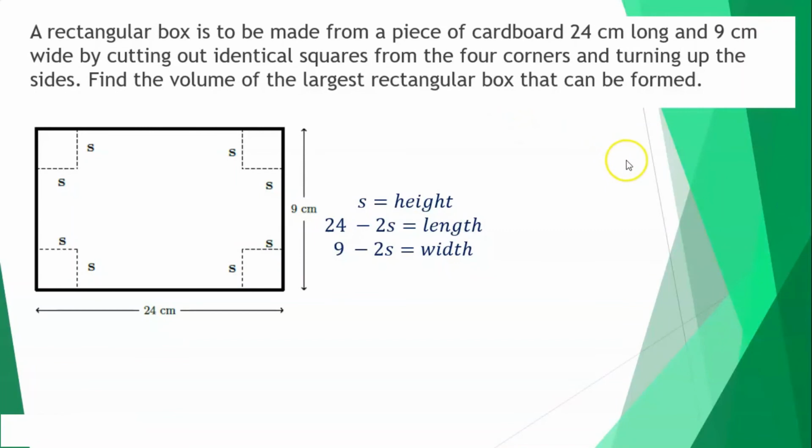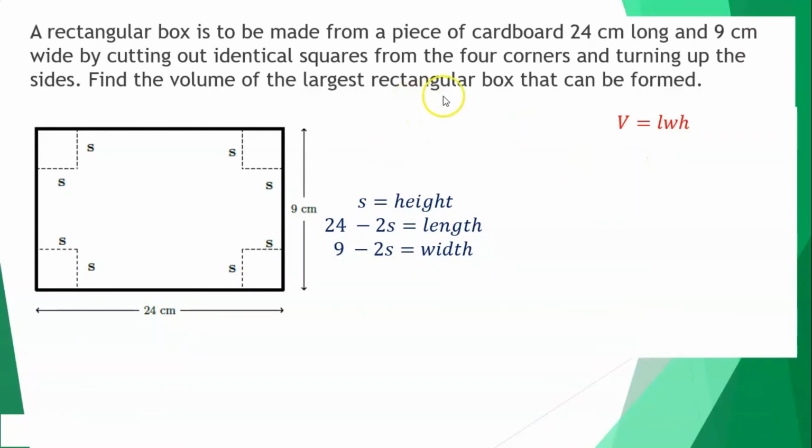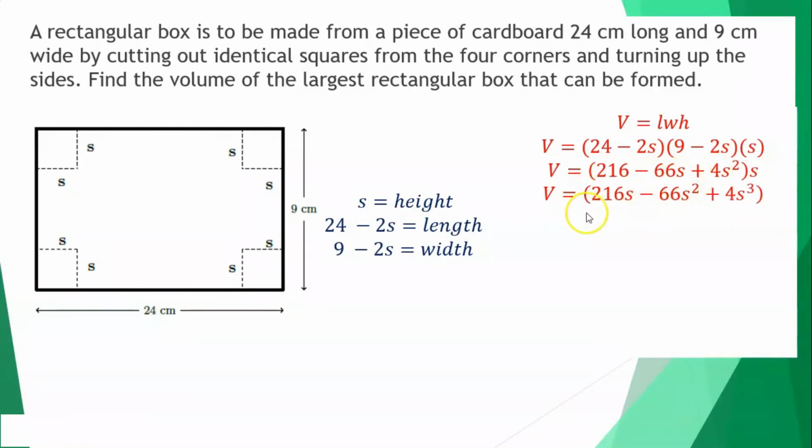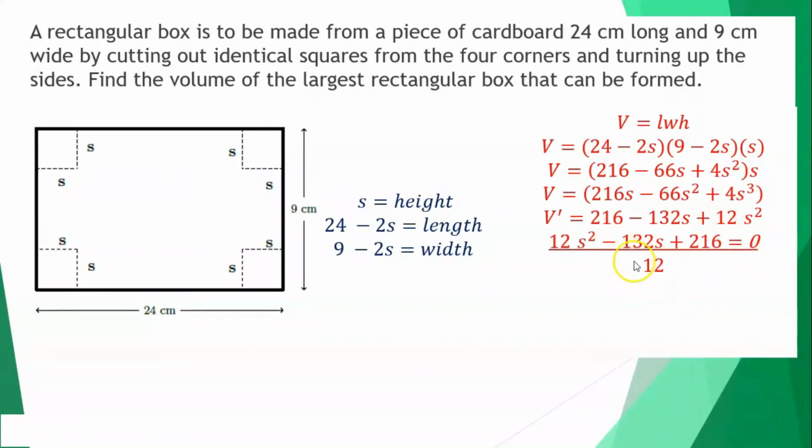So take note, we're asked to find the volume, and the volume of a rectangular box is length times width times height. So this is our optimization equation. So substitute. Our length is 24 minus 2S, our width is 9 minus 2S, and S. Multiplying this, we will end up with this. At this point, get the first derivative. That's 216 minus 132S plus 12S squared. Again, equate this to 0. Since we can divide the entire equation by 12, we end up with this. Factoring this, we end up with S equals 9 and S equals 2.